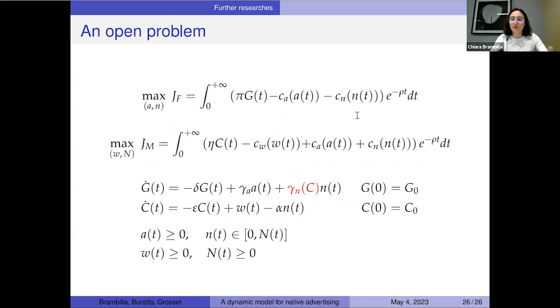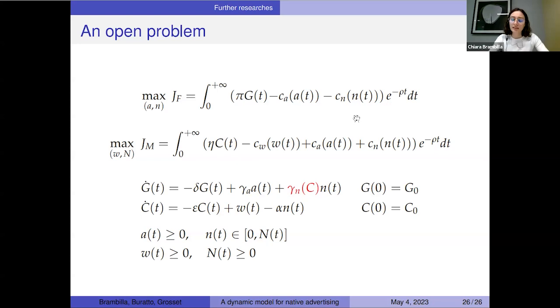We have studied this game, but at this point we introduce this red term in the goodwill, meaning that we are considering this evolution of the problem by saying that the efficiency gamma N of native advertising depends on the credibility of the media outlet. And of course, this is interesting, but this gives us some problems, because in this situation, the time consistency of our open loop Stackelberg equilibrium is no longer guaranteed, because the follower state function is controllable by the leader. So we are now facing this problem, and we also try to solve it by searching for Nash equilibria instead of open loop Stackelberg equilibria.